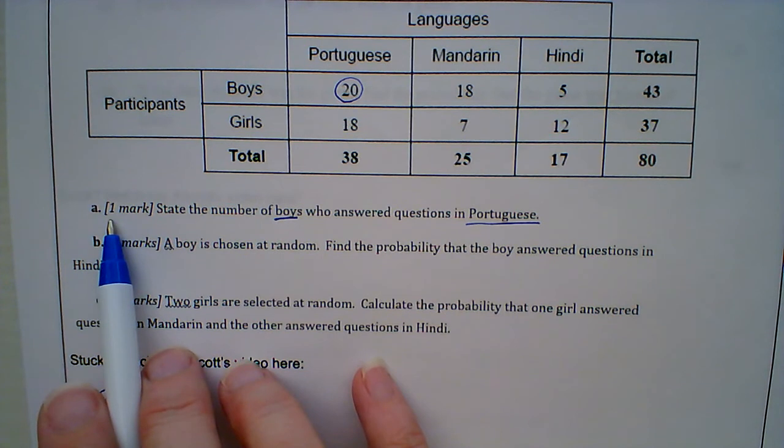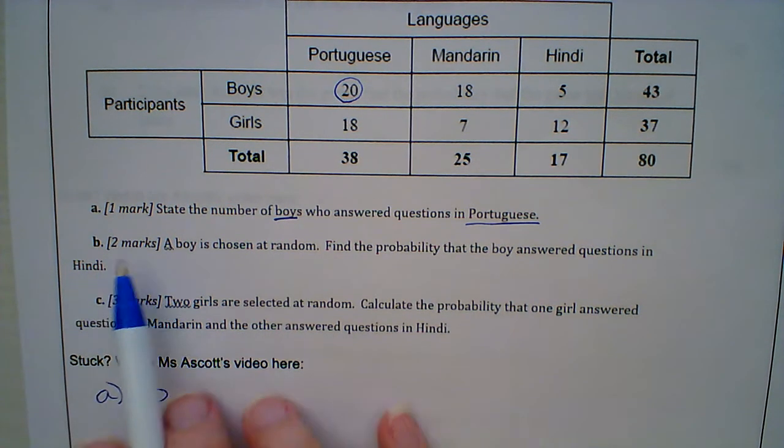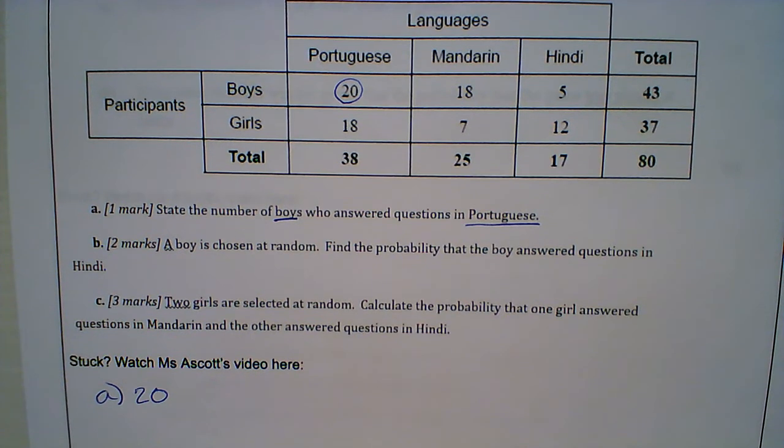That should be really easy. I should not have to do any work for that. And I didn't, which is great. So let's look at part B. A boy is chosen at random. Find the probability that the boy answered questions in Hindi.